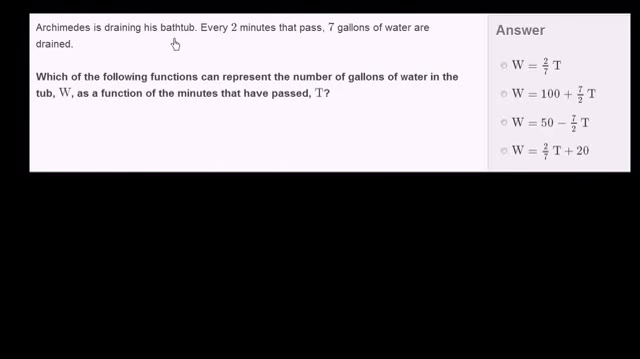Archimedes is draining his bathtub. Every 2 minutes that pass, 7 gallons of water are drained. Which of the following functions can represent the number of gallons of water in the tub, W, as a function of the minutes that have passed, T?